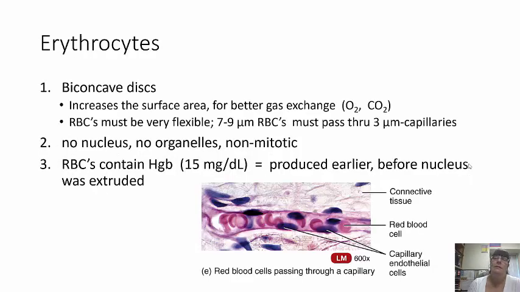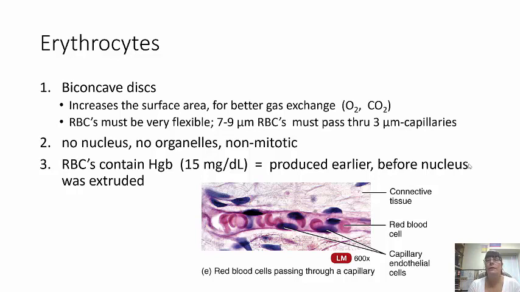Erythrocytes are biconcave discs. The biconcave shape increases the surface area for better gas exchange. So the red blood cells carry hemoglobin. And because they are the biconcave discs, they have more surface area to carry more hemoglobin. If they can carry more hemoglobin, they can carry more oxygen and exchange it for more carbon dioxide to get rid of it. So they have to be very flexible because they're passing through these really tiny capillaries. And they actually have a protein called spectrin that gives them their flexibility.